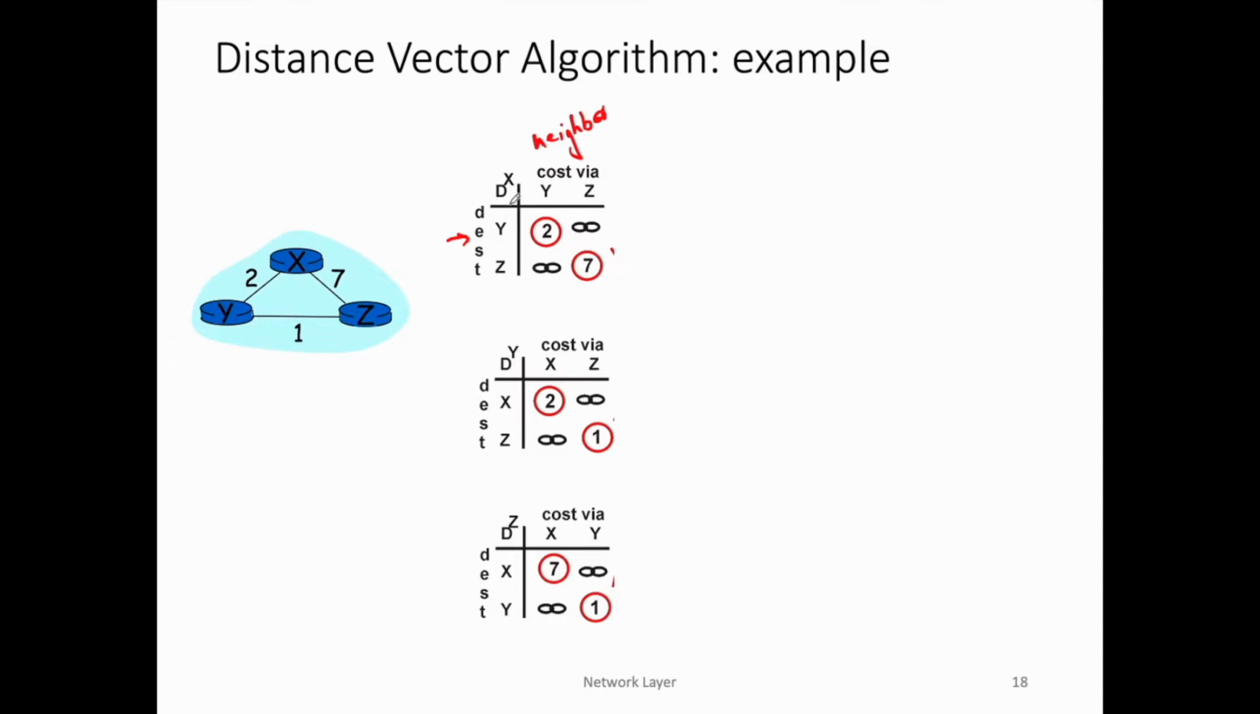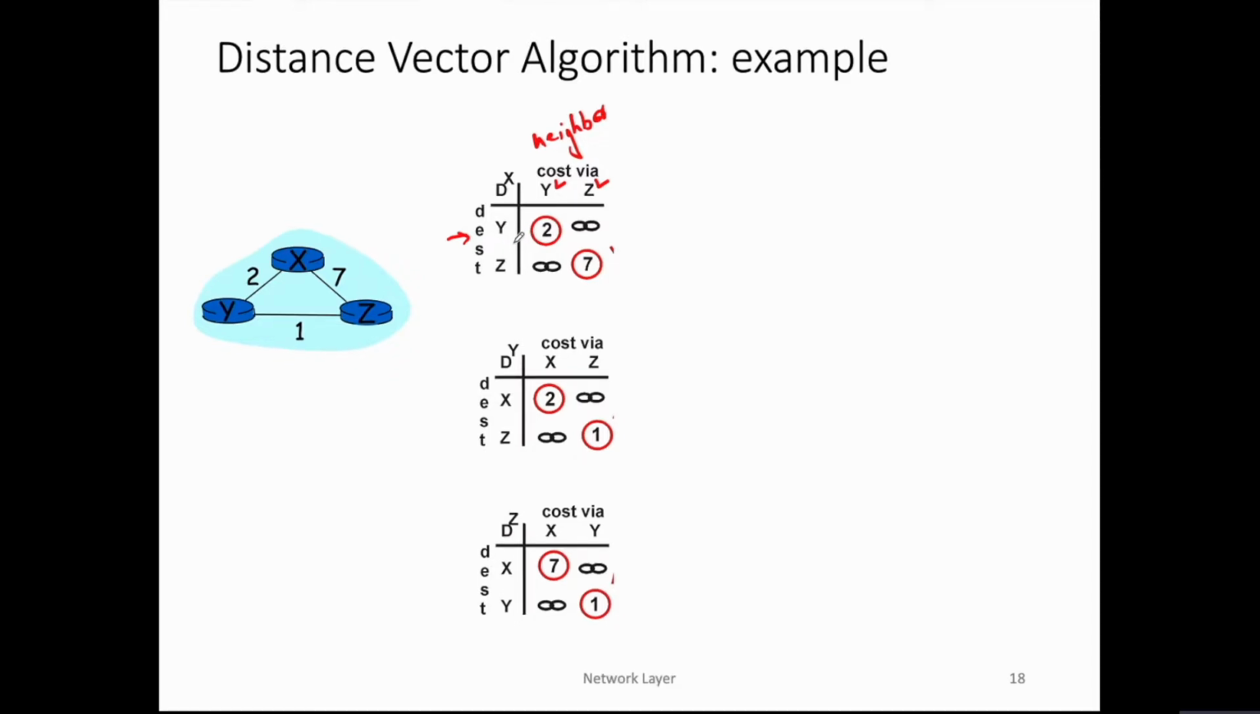So look at the table of x. What are the different neighbors of x? Yes, y and z. So the entries here are y and z, because y and z are the neighbors of x. And what are the destinations? Yes, y and z, because these two are also the possible destinations for x. So the columns here represent the neighbor, via, and the rows represent the destinations.